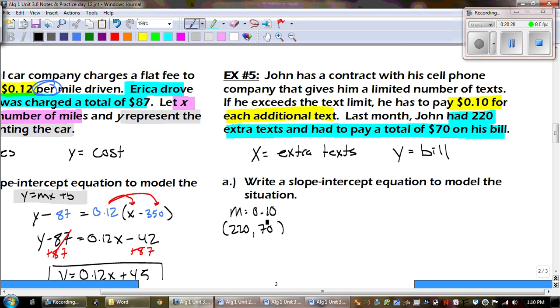Okay, so since they didn't tell us what the y-intercept is, we have to put this in point slope to figure out the slope-intercept. Okay, so we got 0.10x, 70, and 220. Okay, so you guys are all on your own. Good luck.